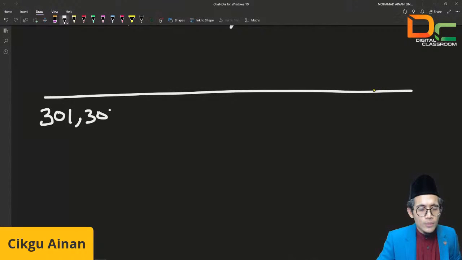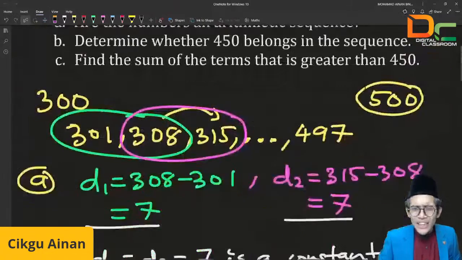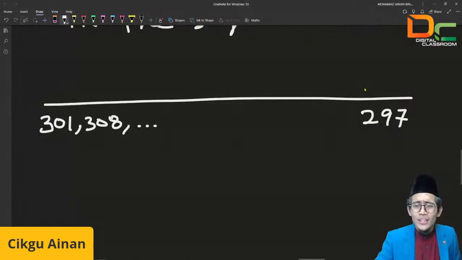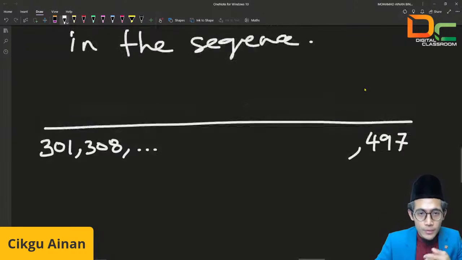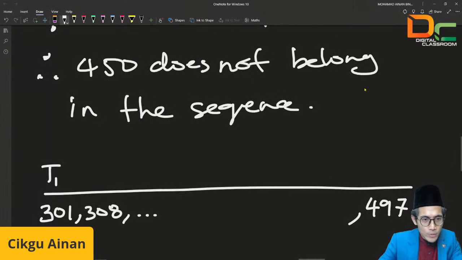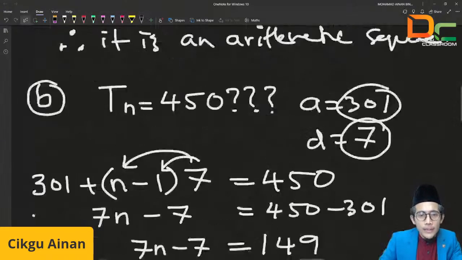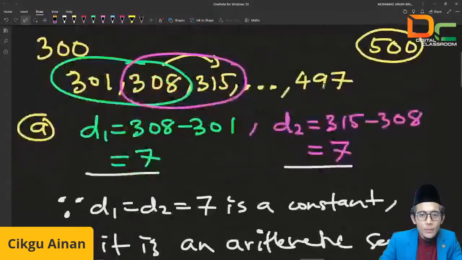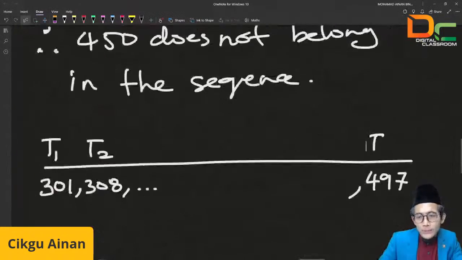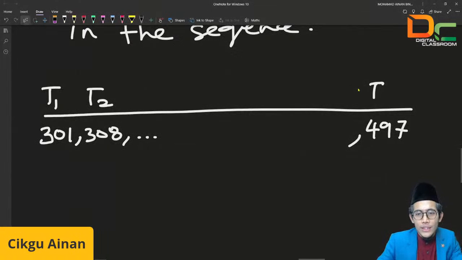308 and so on. Lepas tu kita ada 297, right? 497, ya Allah. I'm so sorry. 497. Okay, now. So this is T1, this is T2, and this is T berapa, 497. Kita cari tak tadi? We are not looking, tak apa. This one we do later. This one n yang kita tak tahu. So we have to find lah.